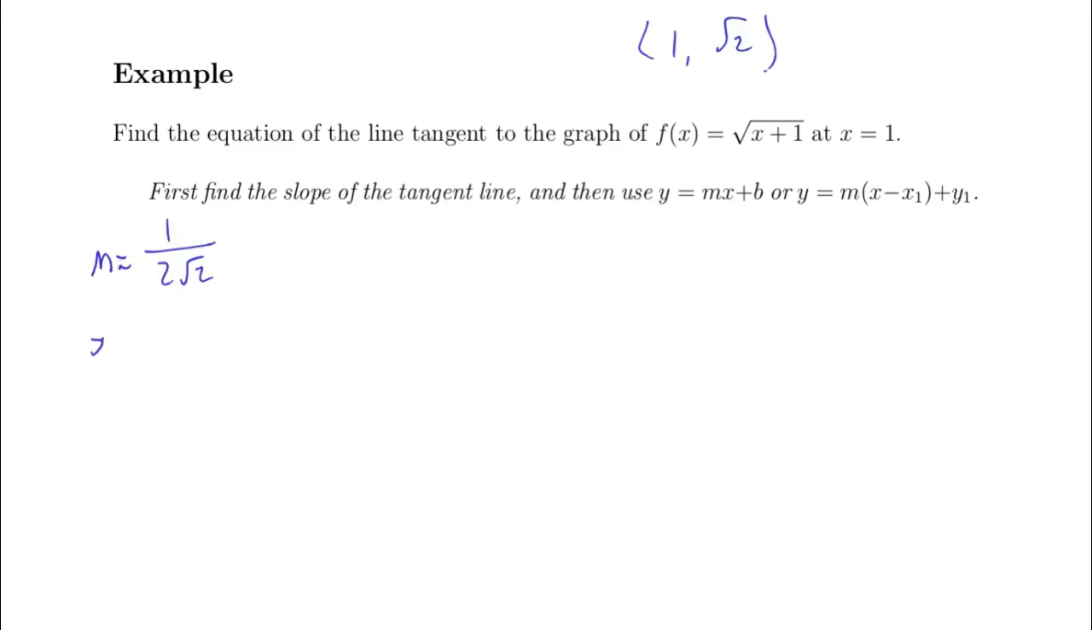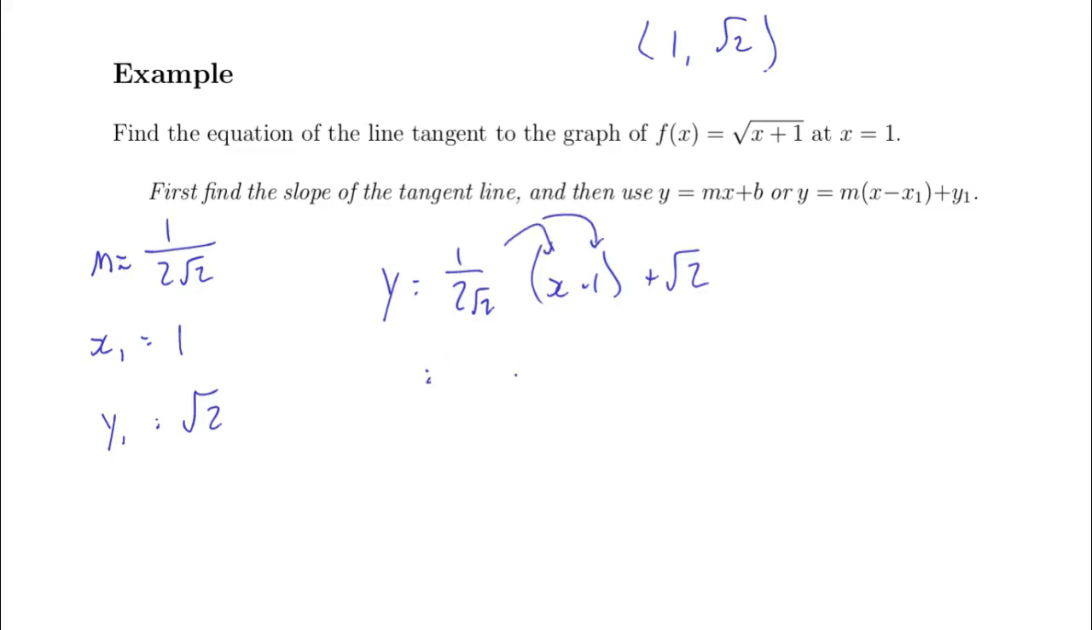So what I might do is say, I have this specific x value, that's 1, and this specific value of y, that's square root of 2. I'm a point slope person. So I'm going to use that. So I'm going to say y equals 1 over 2 root 2 times x minus 1, plus root 2. I can do some distributive property here, and I've got 1 over 2 root 2 x minus 1 over 2 root 2 plus the square root of 2.